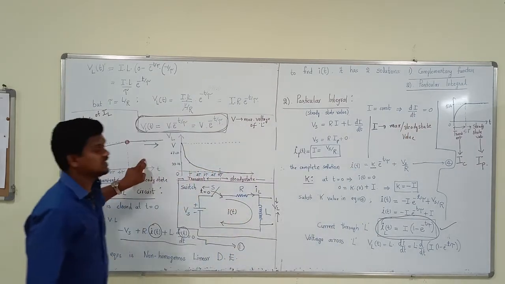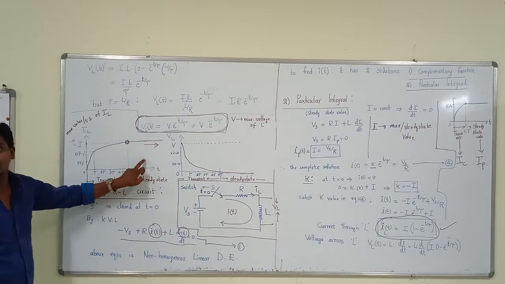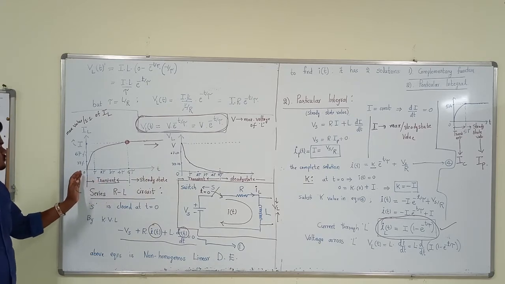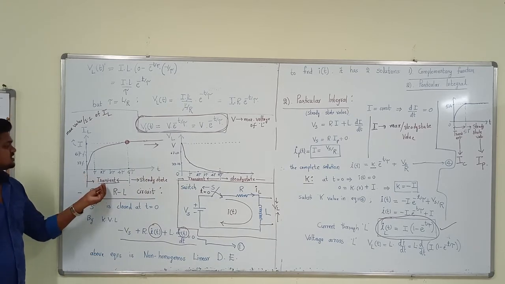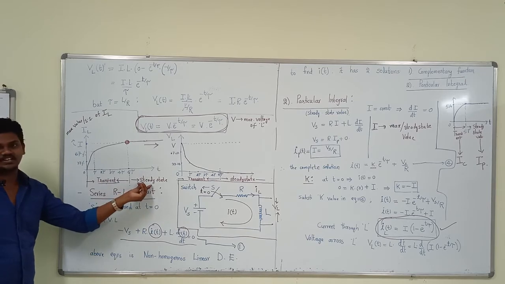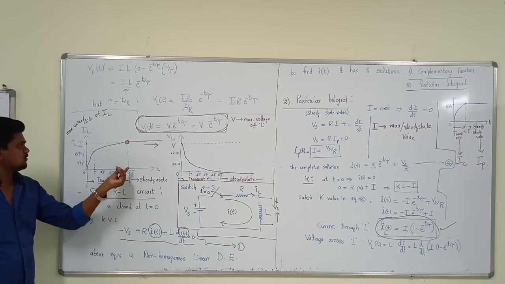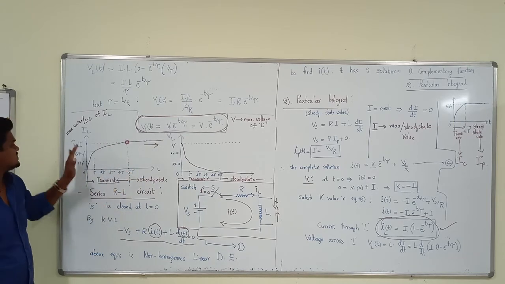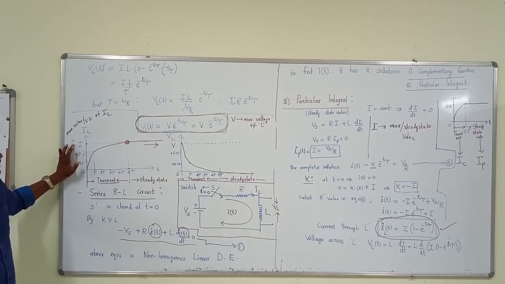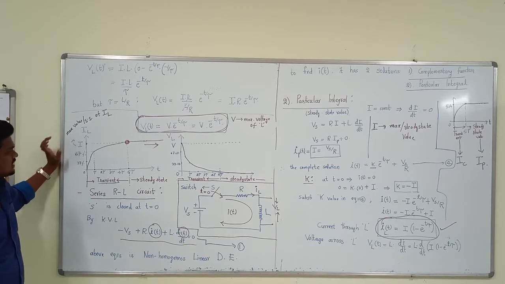From this graph only, right? So this is the transient region, and this is the steady state region. To reach the steady state, it requires 5 time constants. We are discussing these things. This is the maximum value, right? Yes, this is about the inductor current.